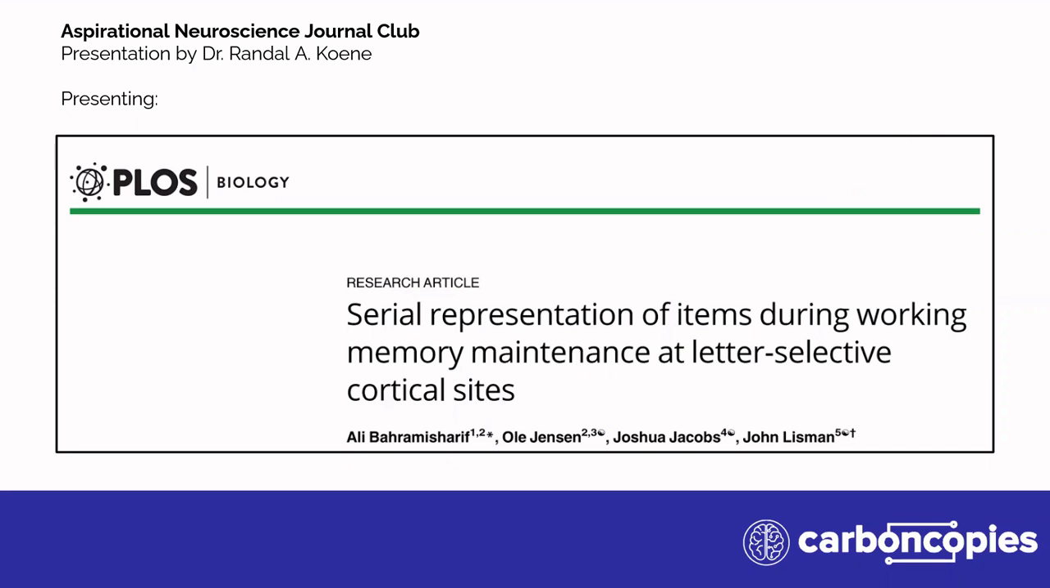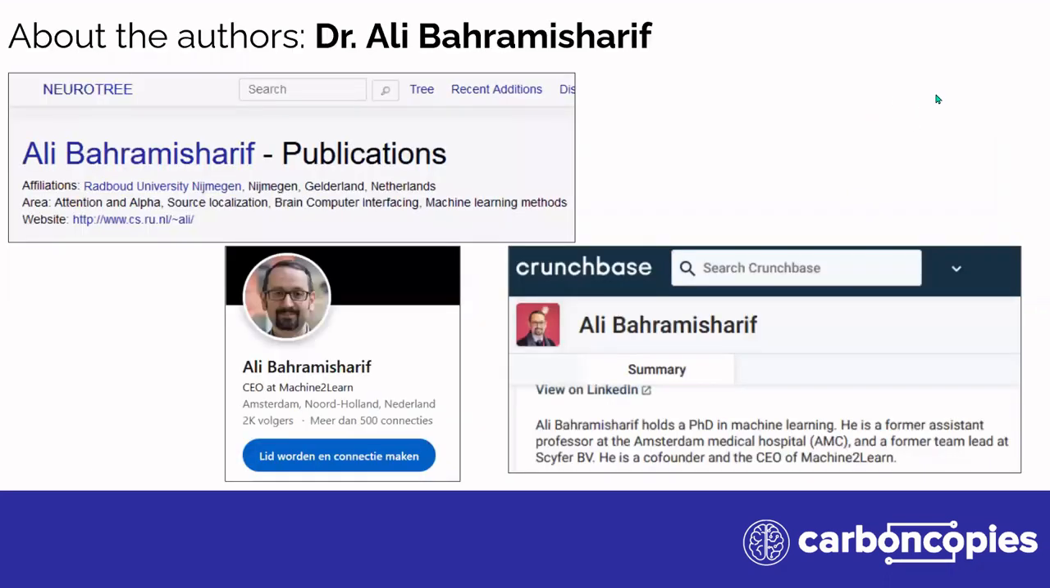Today, I'll be presenting a paper by Ali Bahramisharif, Ole Jensen, Joshua Jacobs, and John Lisman. The title of the paper is Serial Representation of Items During Working Memory Maintenance at Letter-Selective Cortical Sites. Before we dig into the material, I'd like to introduce the authors.